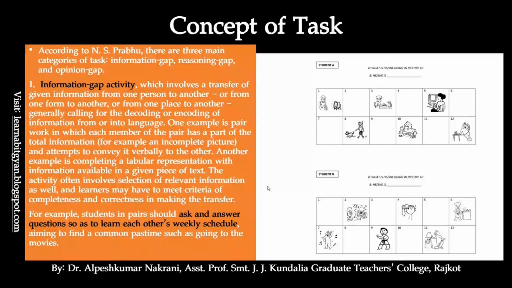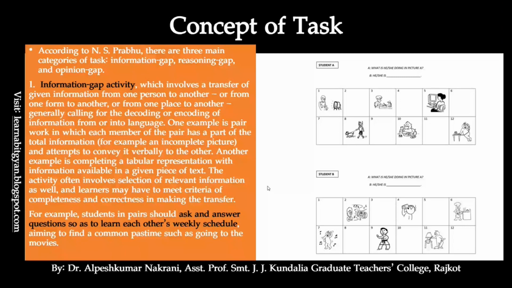It involves a transfer of given information from one person to another, or from one form to another, or from one place to another, generally calling for the decoding or encoding of information from or into language. One example is pair work, in which each member of the pair has a part of the total information, for example, an incomplete picture, and attempts to convey it verbally to the other.